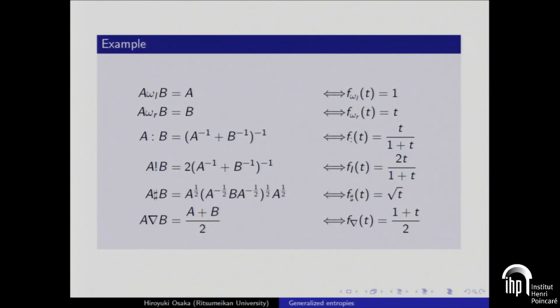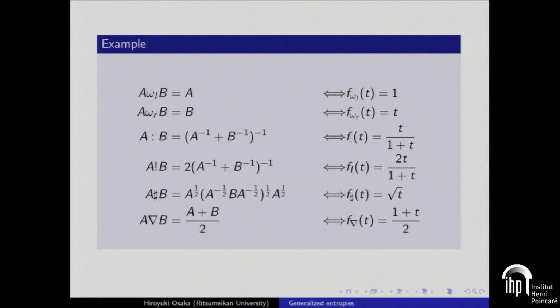Here is an example. This is the left-hand side, a trivial case. The corresponding operator monotone function is just the constant, and the right-hand side is just t. This one corresponds to the harmonic mean, whose corresponding function is like this. This is also a famous one, the geometric mean. Its corresponding function is the square root. The last one is the arithmetic mean, which corresponds to this one.